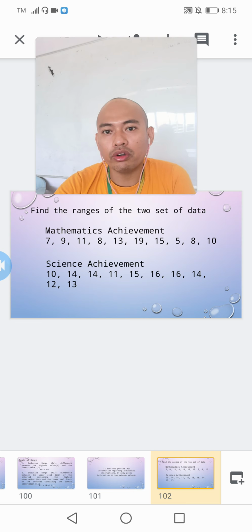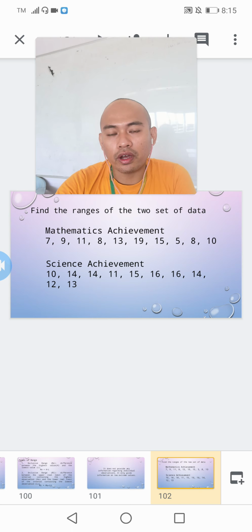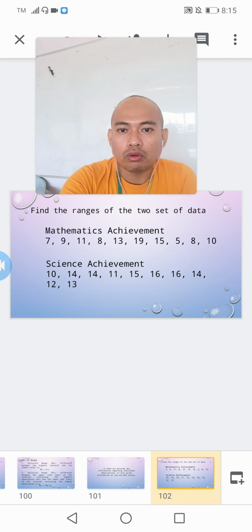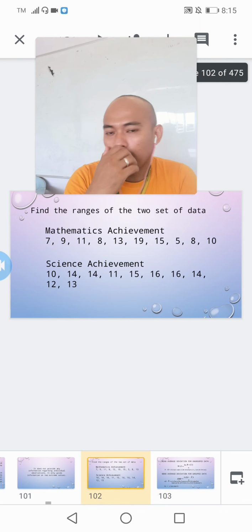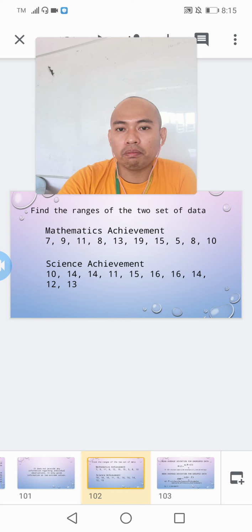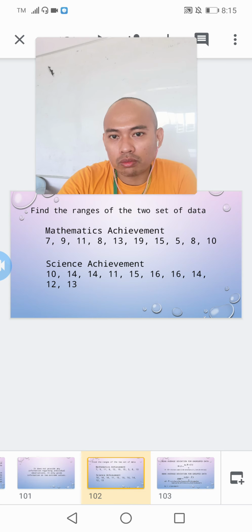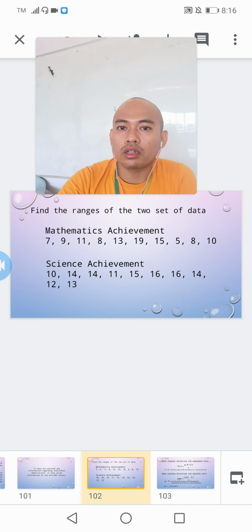Okay? So in order for us to find the ranges of the two given data sets, we need to identify the highest values and the lowest values of the two given data sets. So under mathematics achievement, we have the lowest value to be 5, while the highest value to be 19. So if we subtract the highest and the lowest value under mathematics achievement, that will give you 14. Okay? So the range of the mathematics achievement is equal to 14.